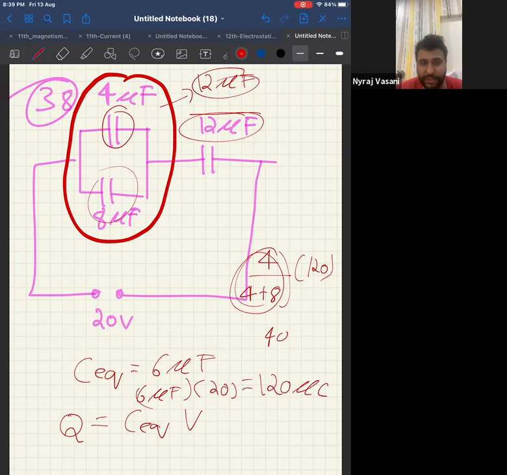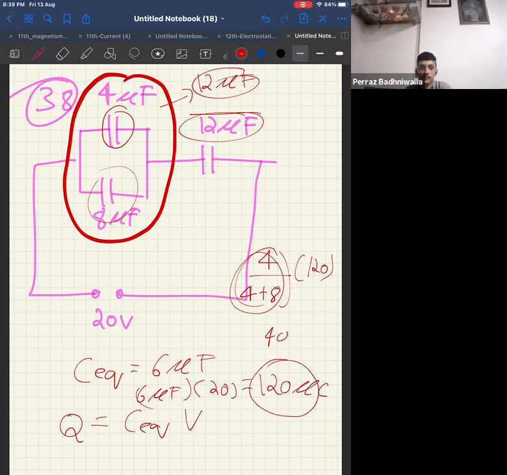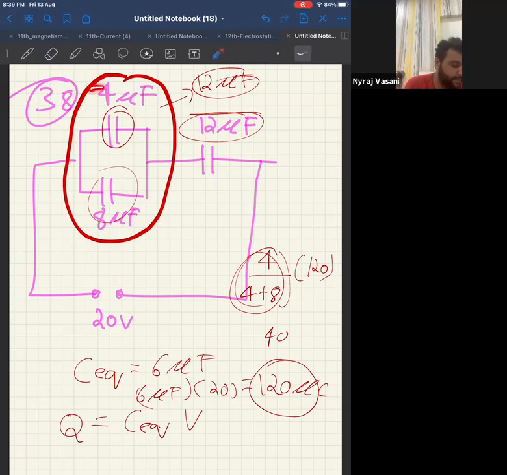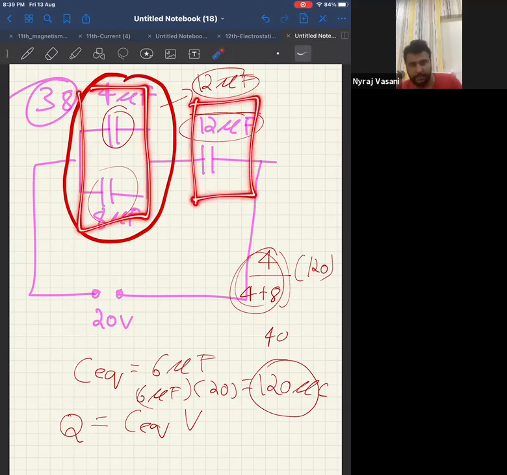Now I'll tell you one more logic, okay? Directly. Tell me what is the total charge in the system. 120. Now if the total charge is 120, charge on 4 will be less than 120 itself because the total charge is 120. Now, please look at the screen. Can I say this and this are in series? Everyone clear?